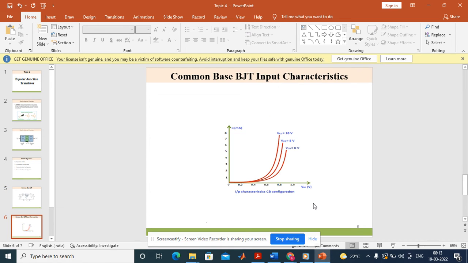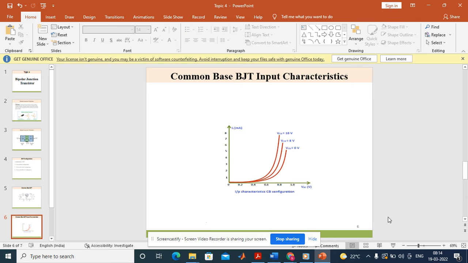These are the input characteristics of a bipolar junction transistor, plotted for different values of VCB of 0 volts, 8 volts, and 18 volts. Initially, when the input voltage is below the cut-in voltage, the current will be 0, and as the input voltage exceeds the cut-in voltage, the current will start increasing linearly with respect to the input voltage.